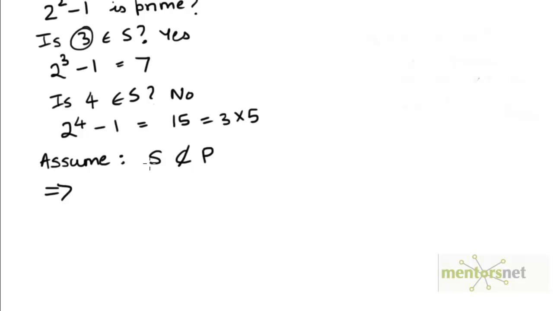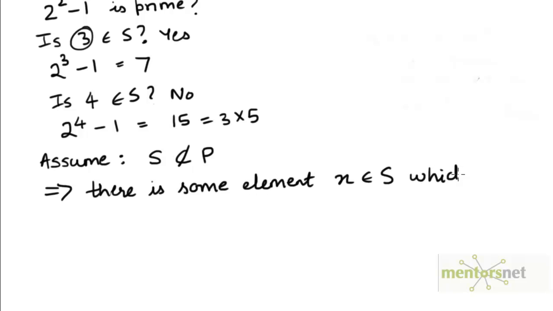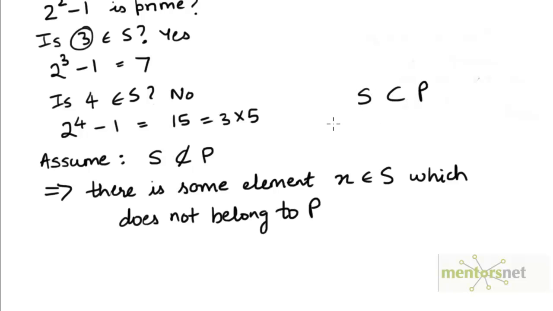What that means is there is some element X in S which does not belong to P. Right? To say that S is a subset of P is to say that if X belongs to S, that means X belongs to P. Now if you assume that S is not a subset of P, that would mean that there exists some element X in S such that X does not belong to P. So let's assume that there is such an element and see where that leads to.